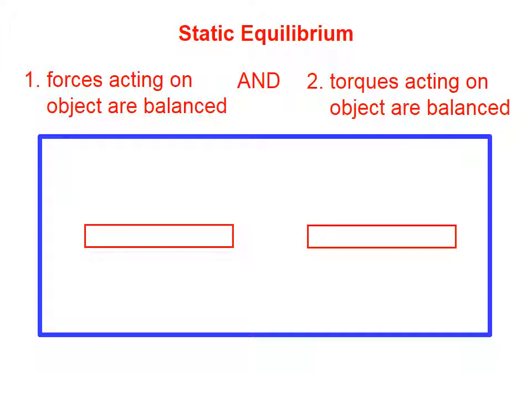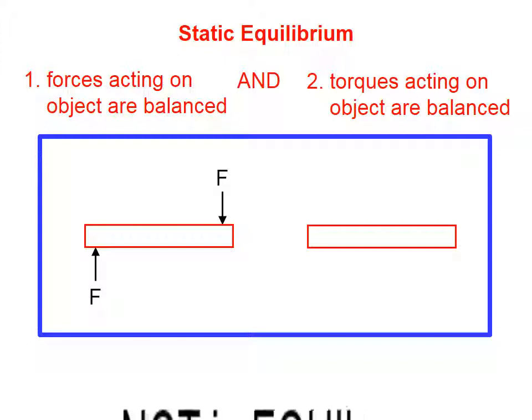Let's give an example. Here we have a table. This blue outline is the outline of the table, and we're looking down on top of the table. So you can imagine two 2x4s that are sitting on a table, and we're looking down at them. If we apply forces in those locations, you can see that those forces are equal and opposite. So the forces are balanced on this object.